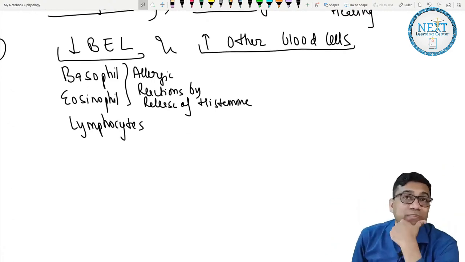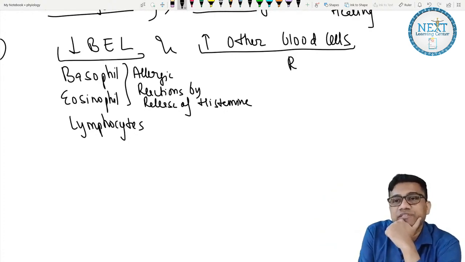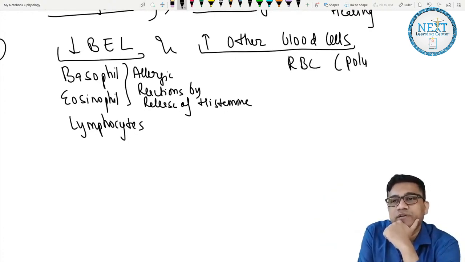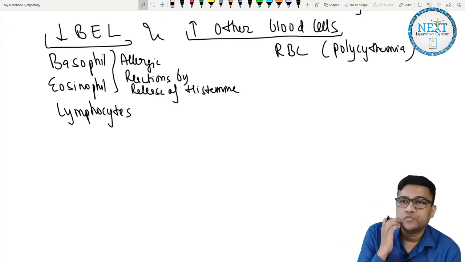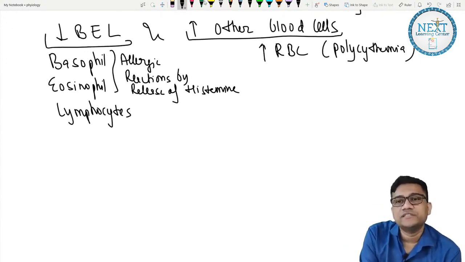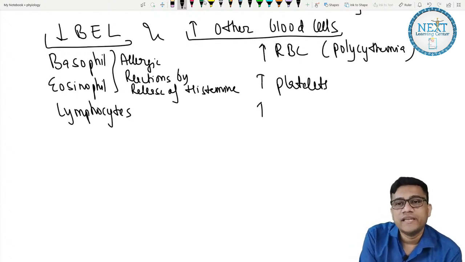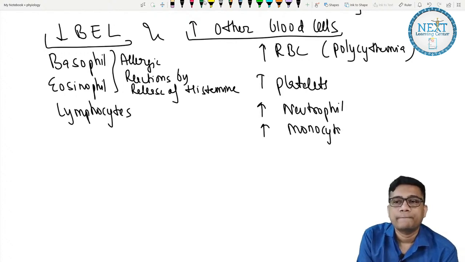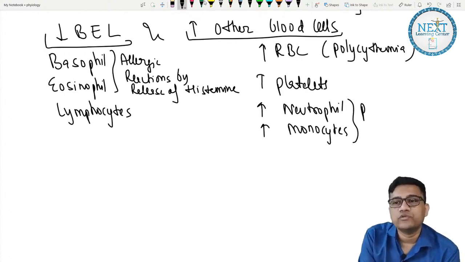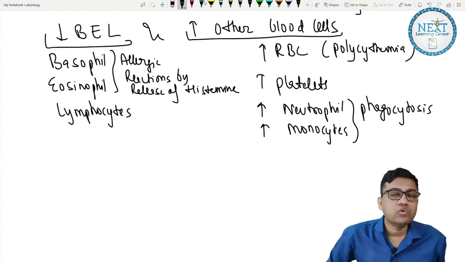So what are these other blood cells? So let me write down. So they increase, which one? RBCs. That's why they cause polycythemia. Okay, so cheeks become very red because of polycythemia, and can cause purple stria because of this. So polycythemia, I'll discuss later. Then there is what? Increase platelets so that clots will form and prevent the blood loss, and increase neutrophils and increase monocytes for phagocytosis. What do they both do? Phagocytosis of bacteria. So these are the functions of the glucocorticoids.